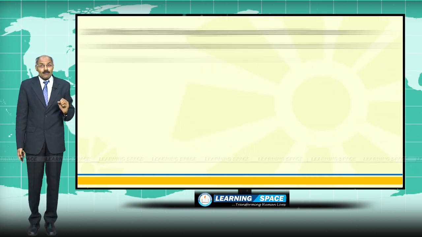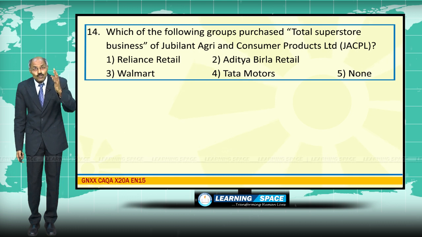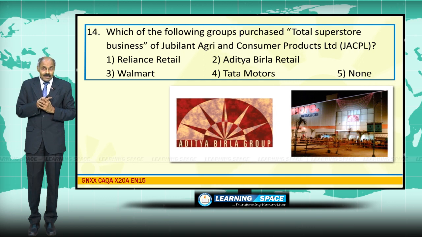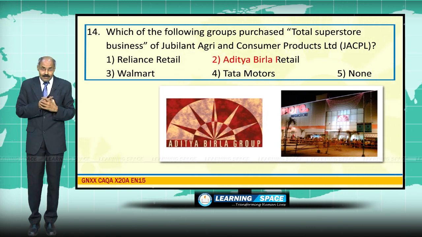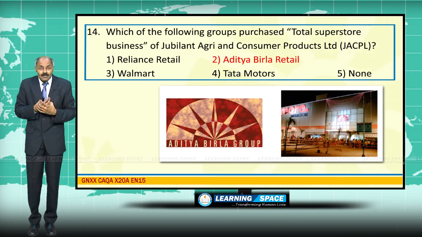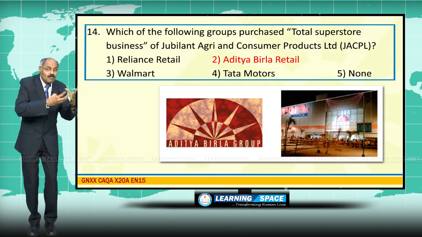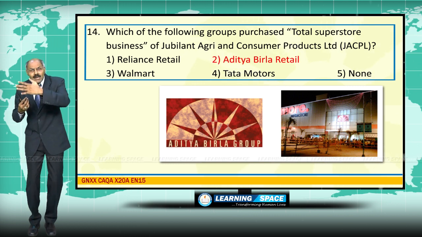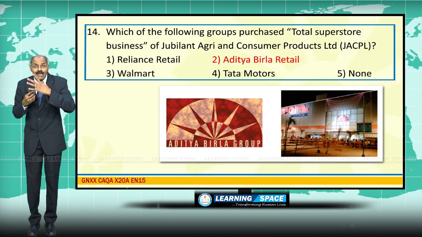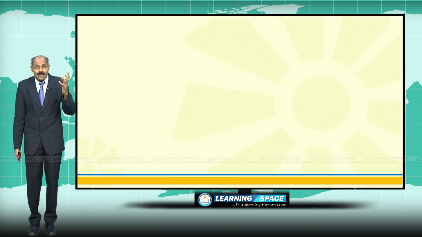Please don't forget. Which of the following groups purchased the total superstore business of Jubilant Agri and Consumer Products Limited? Recently, Aditya Birla Retail. If I talk about the More super chain stores, all of you are well aware, these More chains are owned by the Aditya Birla Group. Recently, the Aditya Birla Group decided to purchase the total superstore business of Jubilant Agri and Consumer Products Limited. Please don't forget. Look into the next one.